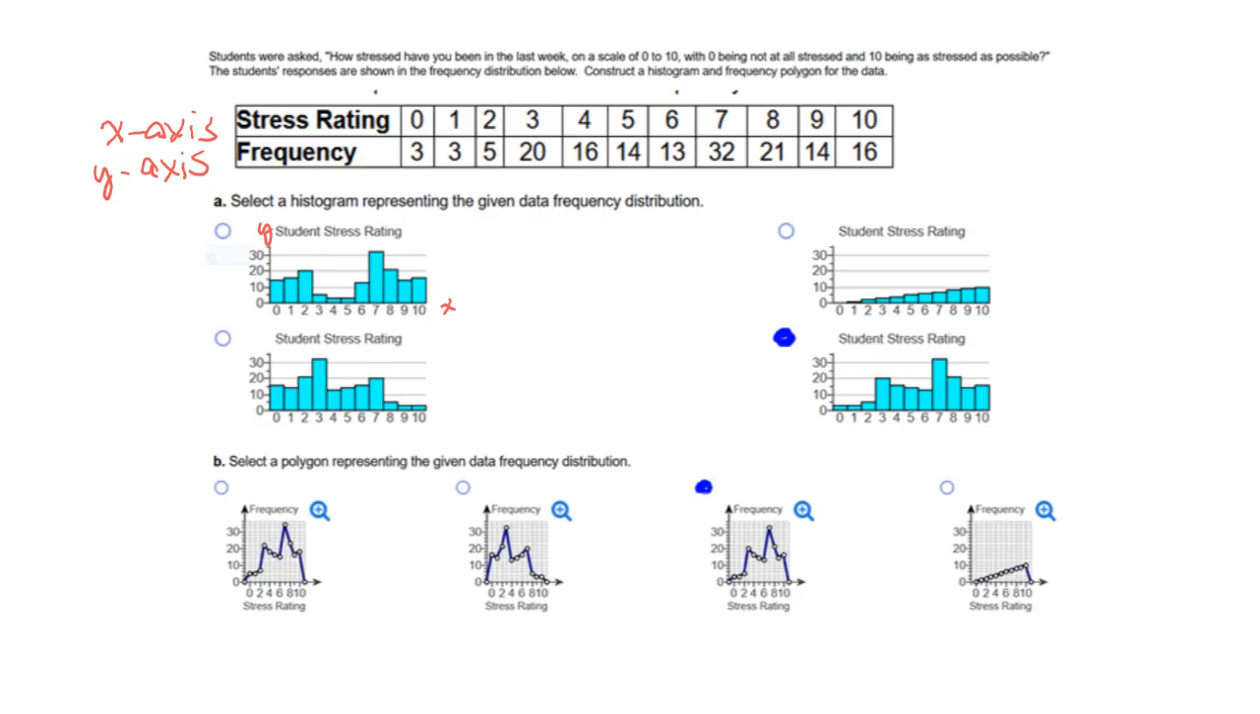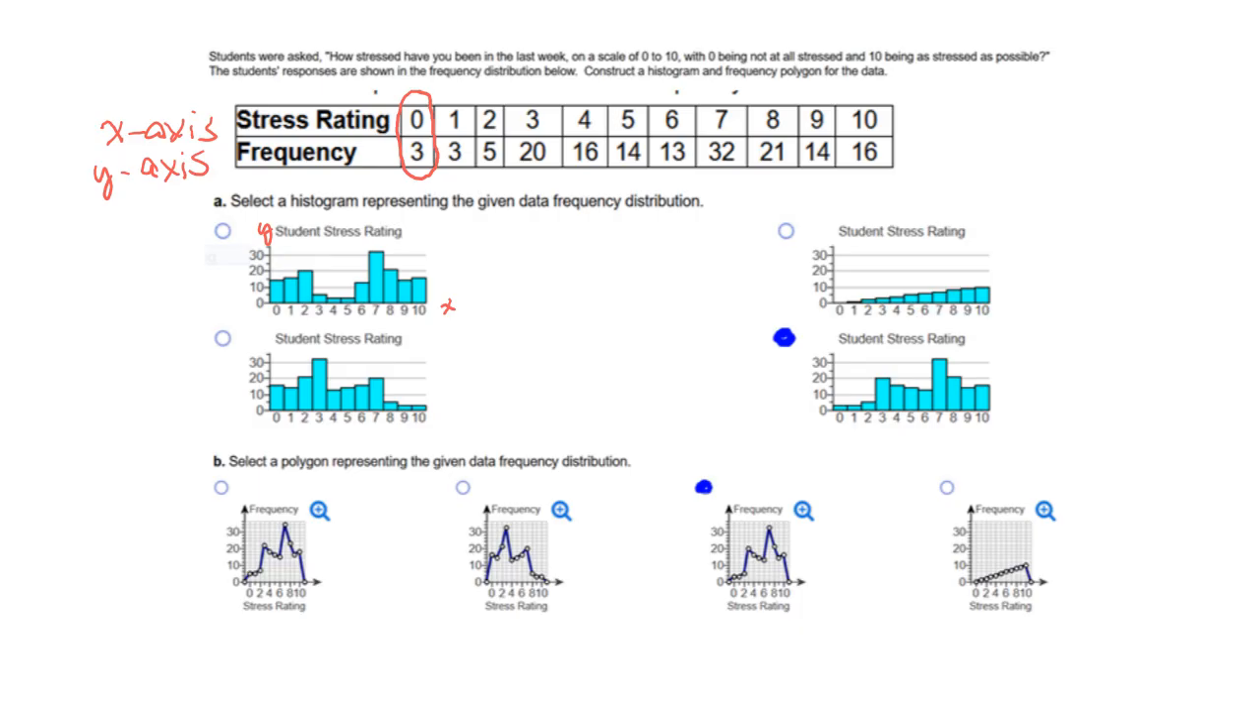What I like to do on this one to figure out our histogram, we know that in histograms the bars all have to touch, no spaces between them. I will go ahead and select just this first rating. The rating of 0 has a frequency of 3. So I'll look at each of the histograms they have below. I'm looking at the 0 rating, and it should have a height of 3.